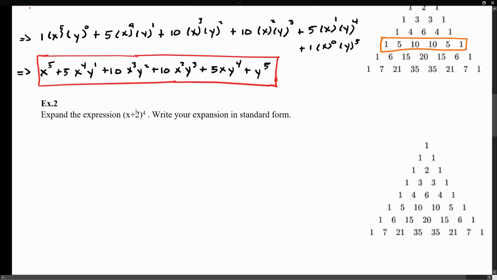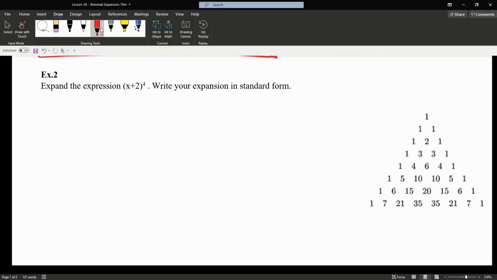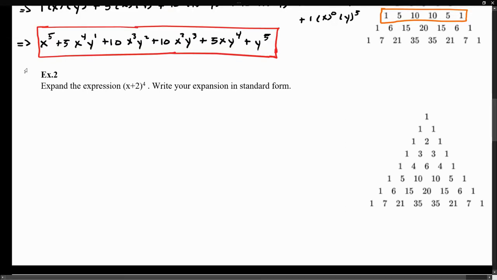Now, how is this different if my second term is a number? Can we still use the binomial expansion theorem? Yeah. First things first, what's my row? I'm looking at the 4th row. So let's go to Pascal triangle. Let's identify the 4th row. So 1, 2, 3, and this is my 4th row.